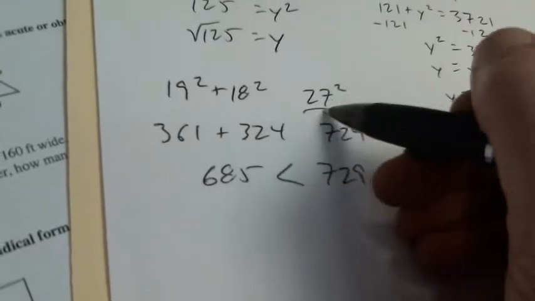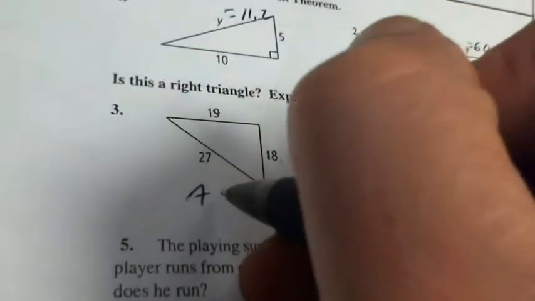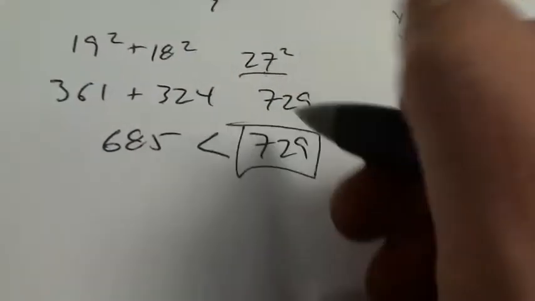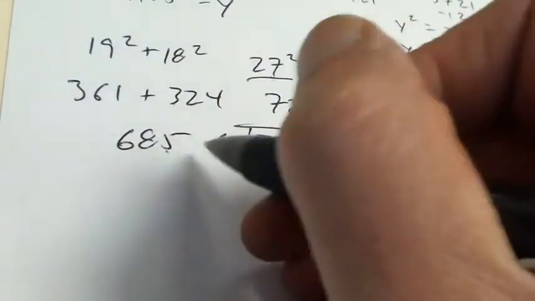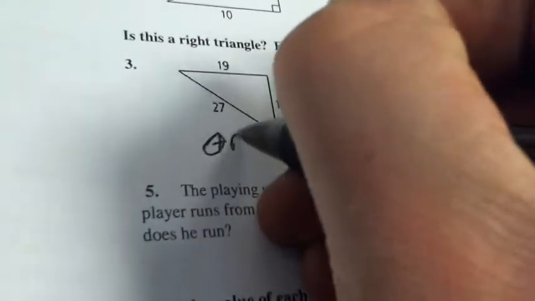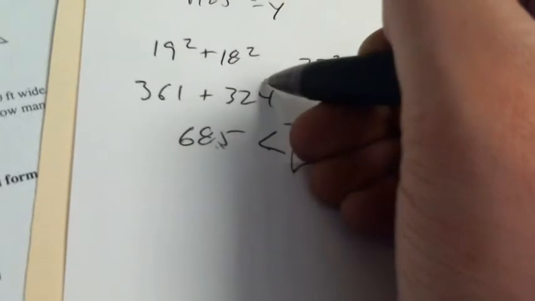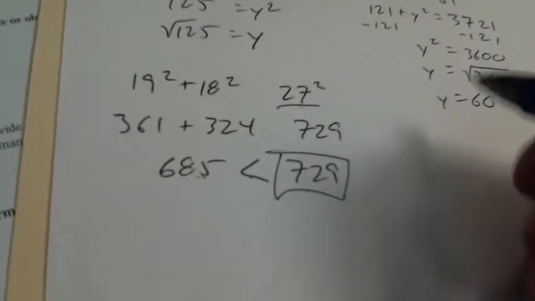When you're less than the hypotenuse squared, you are acute. I'm sorry. The hypotenuse is greater than 685. 729 is greater than 685. That means obtuse. If the hypotenuse was less than, that would have been acute.